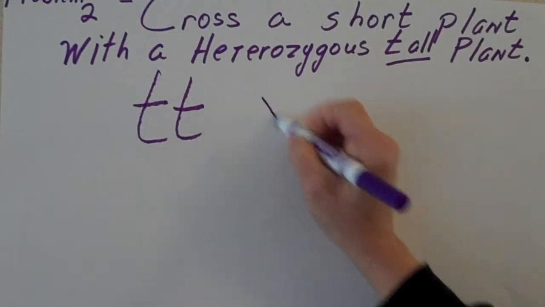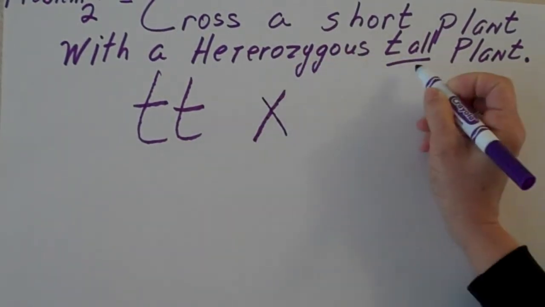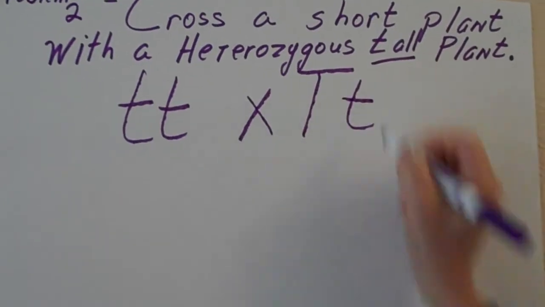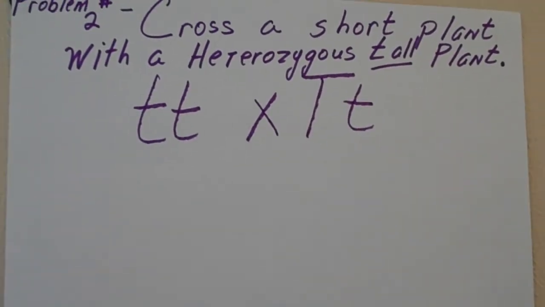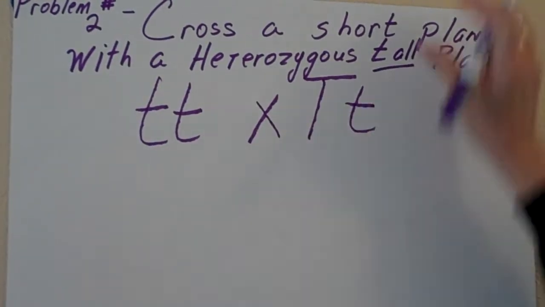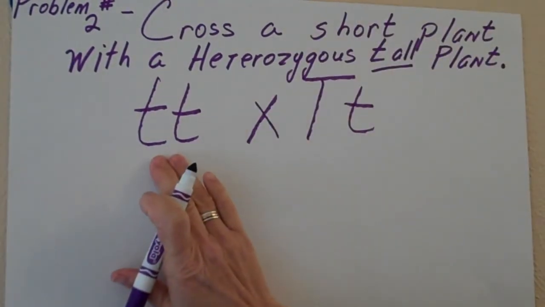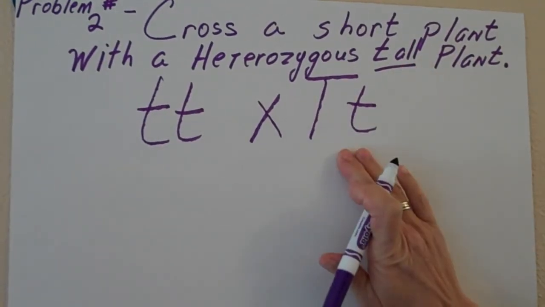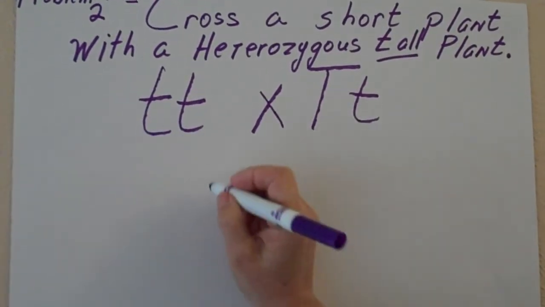Homozygous recessive. It is crossed with our heterozygous parent, and again, as it was the last time, that's a big T and a little t. Homozygous recessive, heterozygous. Short is recessive, heterozygous is tall, exhibiting the dominant trait. Okay, let's make our cross.